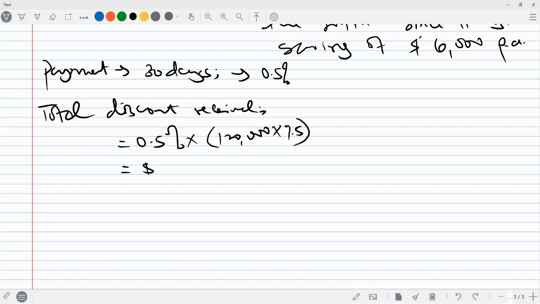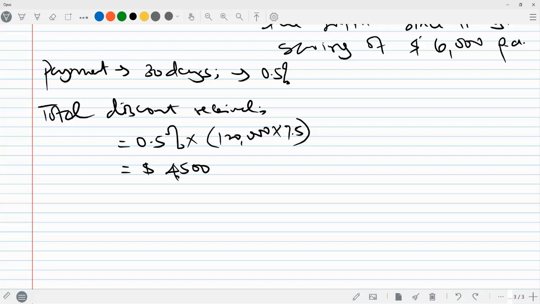How much is it? For 50,000. No, don't forget it's 0.5%. 4,500. Yes, we get 4,500. Therefore, the discount the company will see, and don't forget this is a benefit to the company, is that if the company was to take the offer from the supplier, they'll be getting a benefit of 4,500.